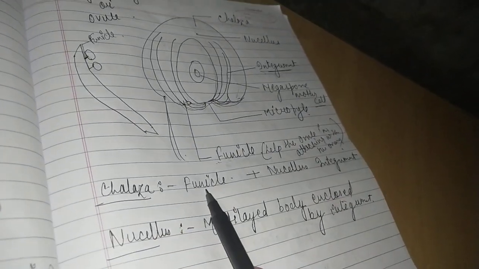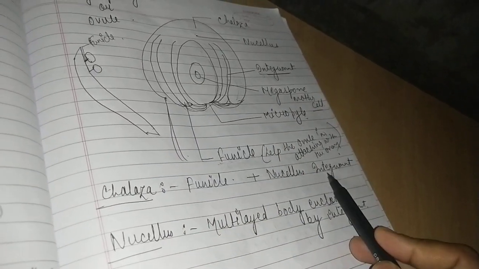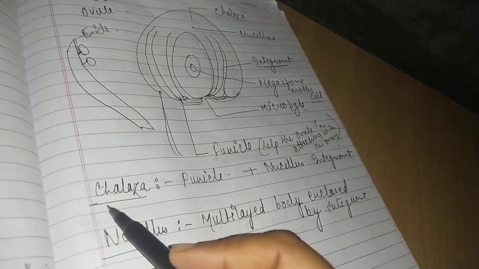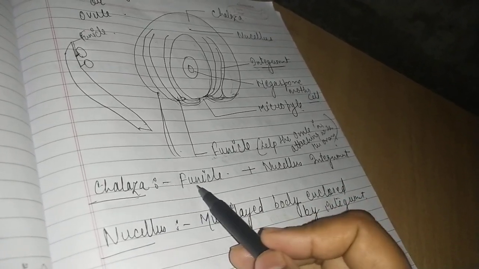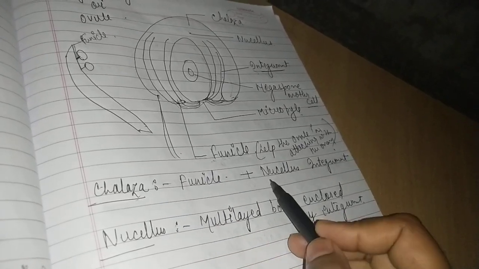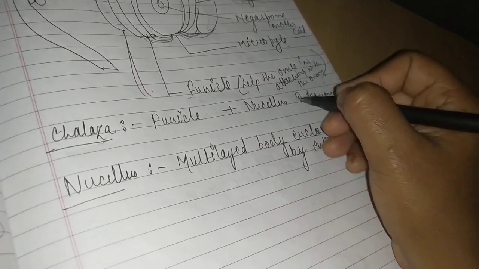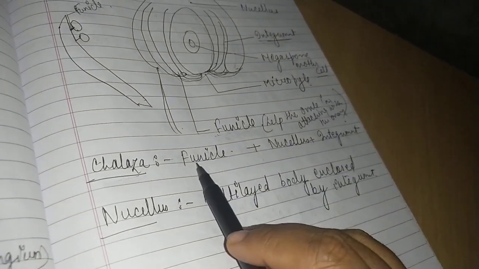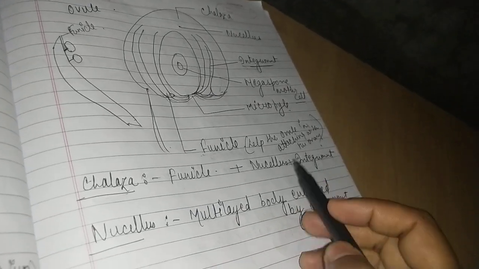See, what is chalaza? A place where the funicle meets with the nucellus and integument. It is a kind of definition. If anyone asks what the chalaza is, what you will say is: it is a junction of funicle with the nucellus and integument, basically.